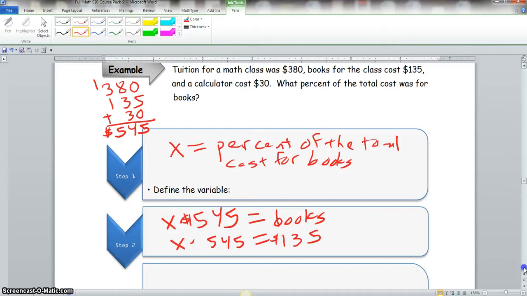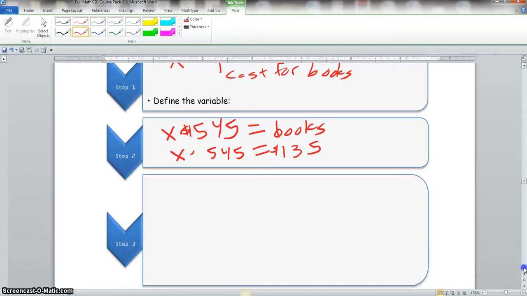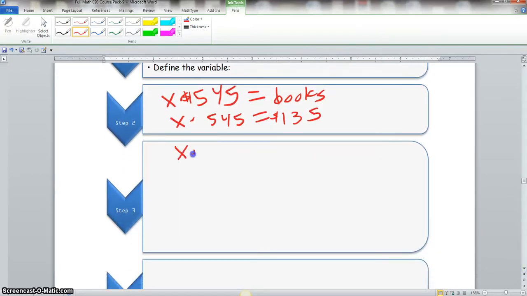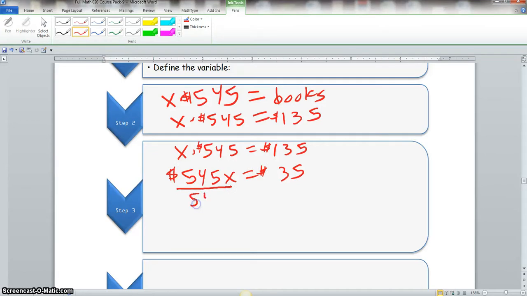So now we write out this formula. We will have X times 545 is equal to $135. Now we could rewrite this. Let me put this dollar sign here. We could rewrite this as 545x is equal to 135. Now we want to get x by itself, so we would divide each side by 545. And we would be left with x is equal to 135 divided by 545.